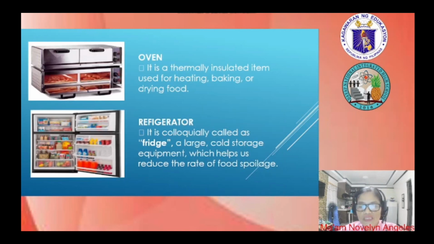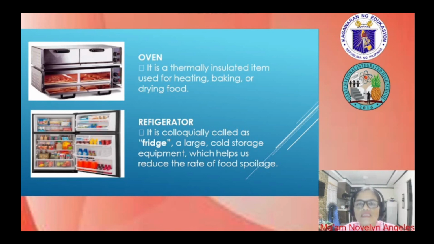Okay, the other kitchen equipment is the oven. Oven is a thermally insulated item used for heating, baking, or drying food. So, oven is very useful when it comes to baking food, let's say bread or pastry, oven ang ginagamit natin doon. Oven can be gas-operated or electrical operated.